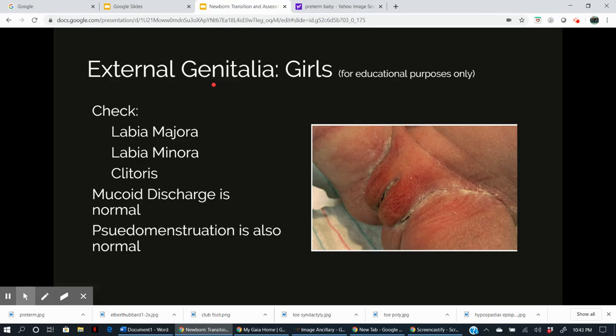Now we're going to look at external genitalia. We're almost at the end here, guys, and I can't believe that I have to put this disclaimer on, but it's a sick world we live in. This is for educational purposes only. You naughty people, stop looking at baby girl parts.